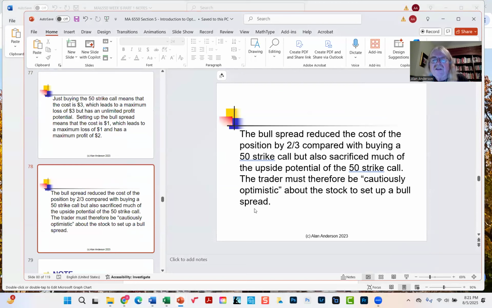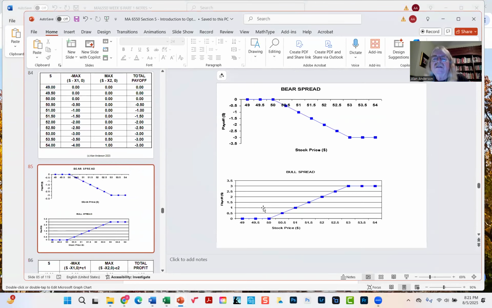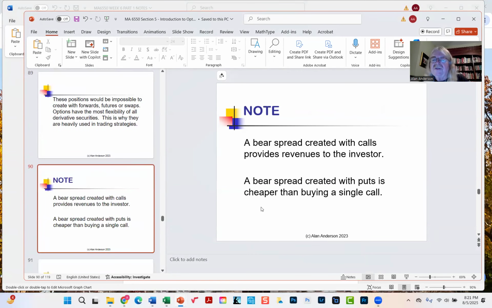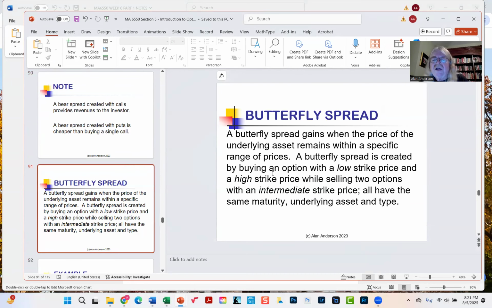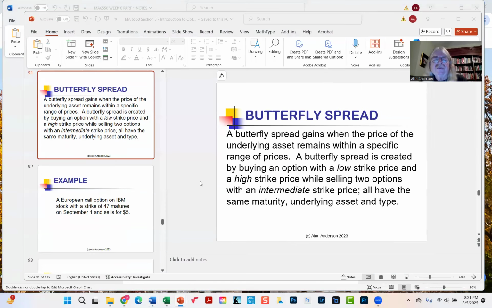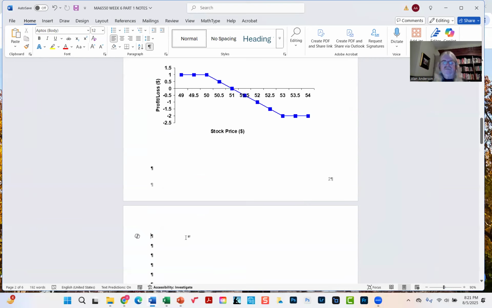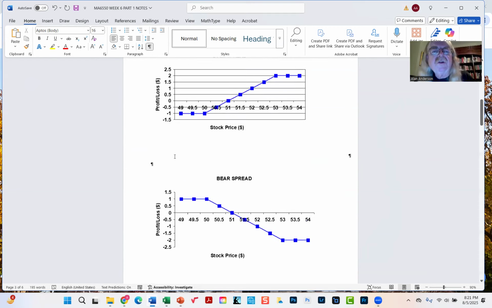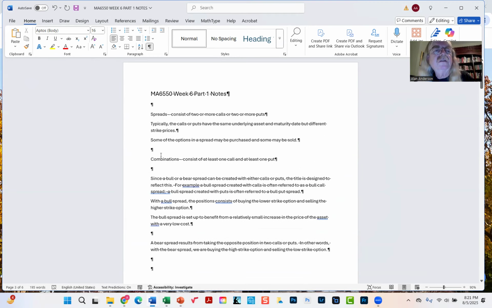Now, the butterfly spread is a little bit different because we're trying to do something that is not possible with any other assets in the economy, as it turns out. The butterfly spread is fairly complicated. So what you have to do here is this. And now, just like with the bull and bear spread, we could create this with calls or puts. Let's just assume that we're doing this with calls. So I'll call it a butterfly call spread so we know that we're using calls.